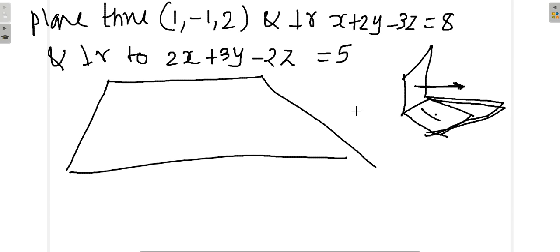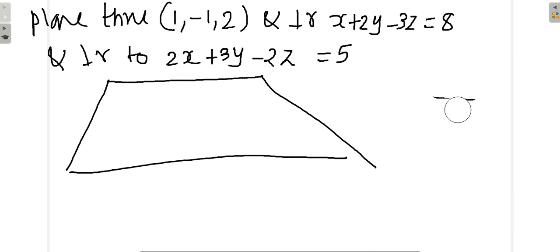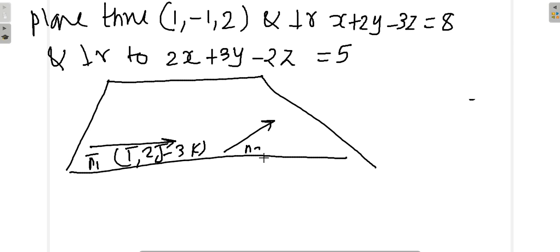So both these normals will be parallel to the given plane, or we can say that they are coplanar with the given plane. So what are the three vectors for which we need the box product to be 0? The first vector is the first normal n1 bar, which is 1, 2, -3, that is i plus 2j minus 3k. The second normal is this one, 2i plus 3j minus 2k.